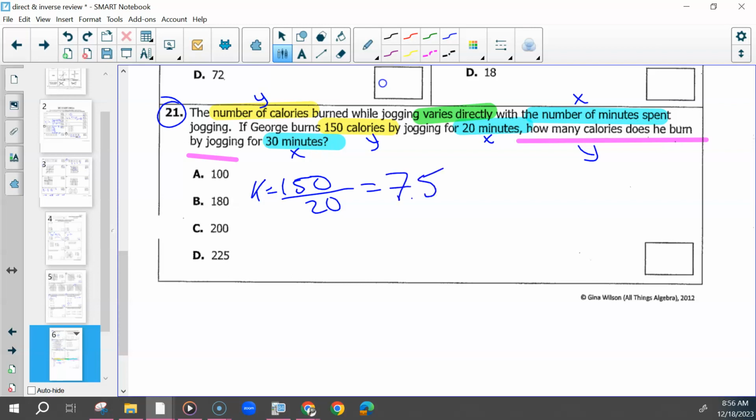Sometimes they will put your k value up here as an answer, so be careful that you don't do that. That is not the answer. Then if we're looking for y, y equals our k times our x. What is y? Now this does not have it, but if you were writing this out, you would put calories. If you read the words wrong and did this inversely, that answer is also up here, so be careful. Other questions on this page before we go to the last? Okay. On the last page, any questions on that one?